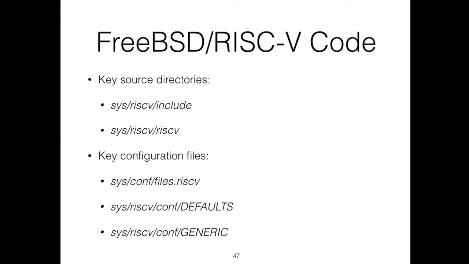So if you want to look at the FreeBSD RISC-V code, here are the key source directories. It's all under sys/riscv. Include is where the headers are, and riscv is where the various source files are. The key configuration files you want to look at are under sys/conf and sys/riscv/conf. So files.riscv tells you the files that are going to be built, and these files will tell you the kernel configurations, build options, and that sort of thing.